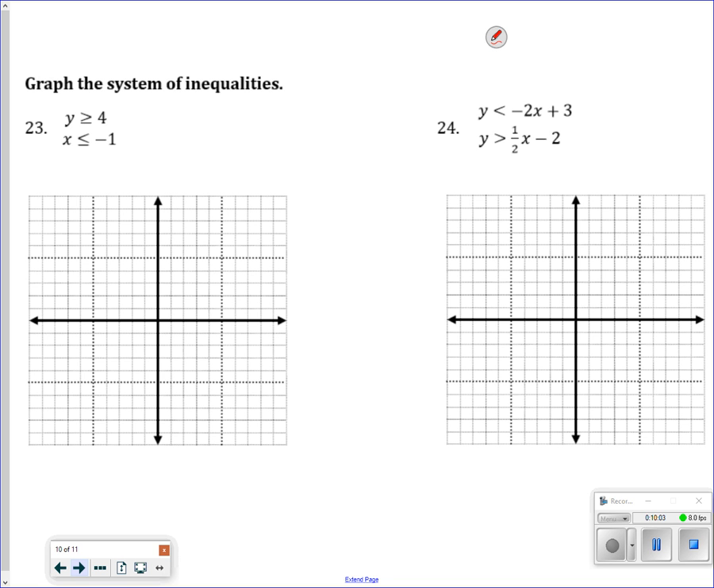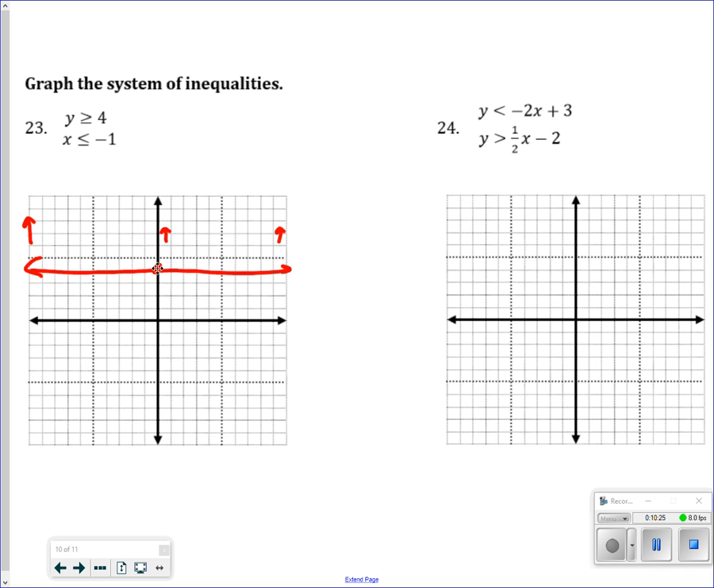So the first one, y ≥ 4, it's solid because there's an equal to line, and it is shaded above. Now, I am not going to shade it completely. I am just merely going to draw little arrows. And if you want to do one in the middle, you can do it there too. But ultimately, it's being shaded above.